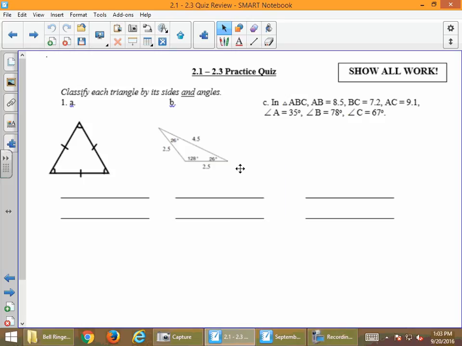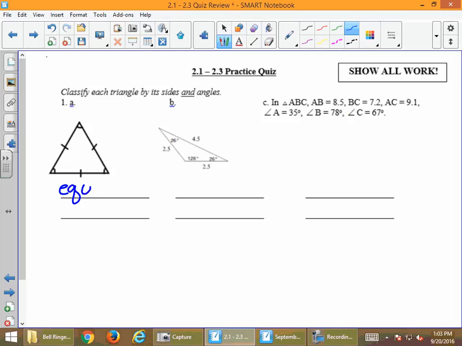Take a look at 1A. We classify it by sides. Alex, what do you notice? All the sides are what? Good. Equilateral because all the sides are the same.